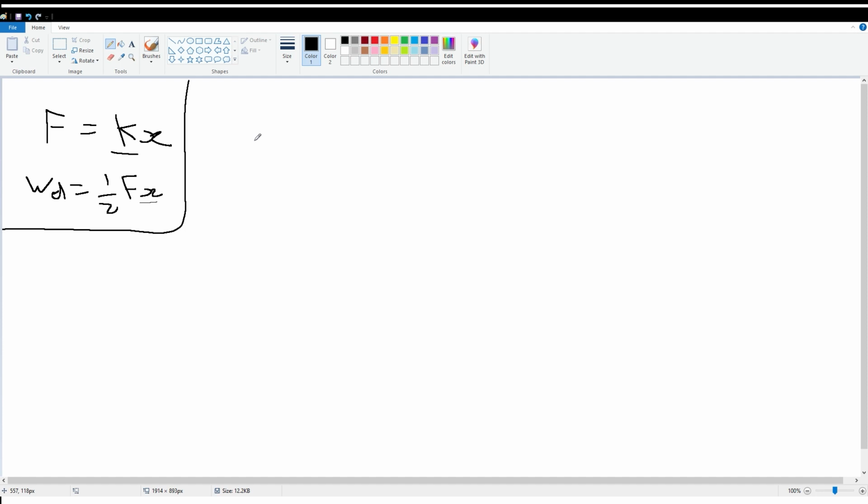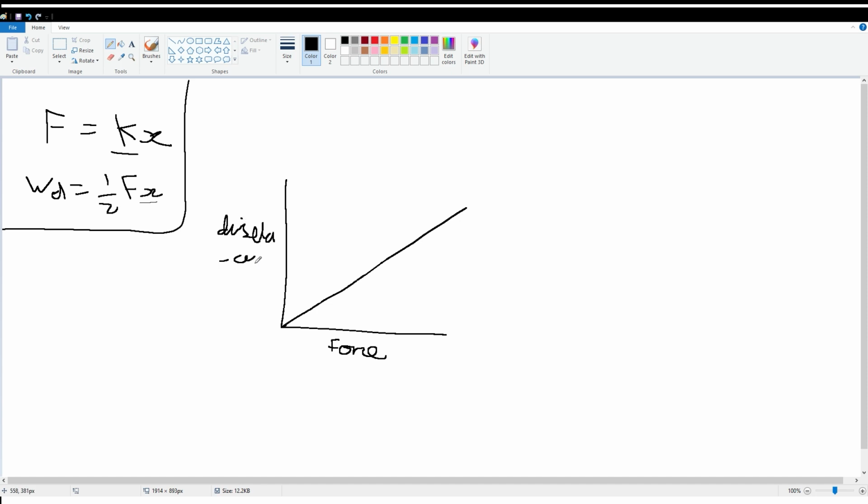So in this next equation, work done equals 1/2 of force times displacement. Now we can visualize this in a graph, like this. And we have a proportional relationship here. So on one axis we'll have force, and on the other we'll have displacement. How am I going to write this like that? Displacement. It's terrible handwriting, but never mind.